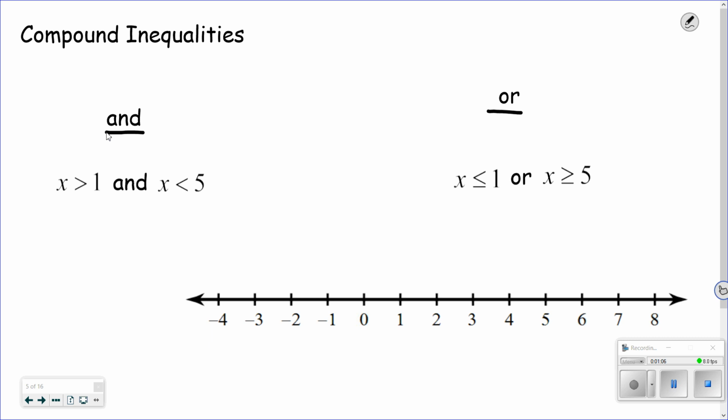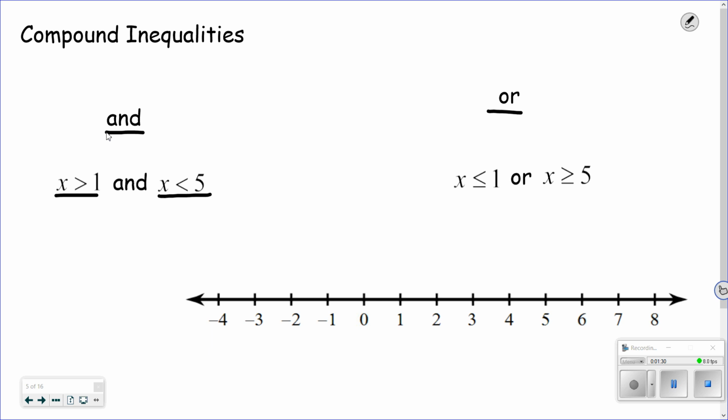Now compare that to OR. If you say, I want to marry someone that is rich or good looking, well, that means you'd be happy if they were rich. You'd be happy if they were good looking. You'd be happy if they were both. But it includes all the people from both of them. So if you think of AND and OR, the difference is AND, it has to be true of both. So it has to be greater than 1 and less than 5.